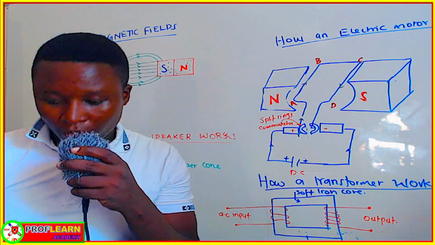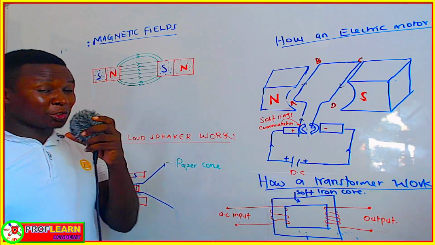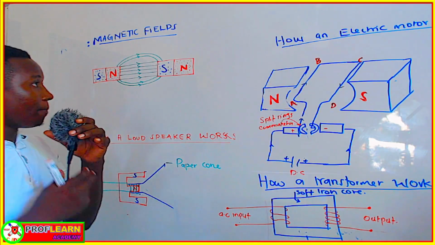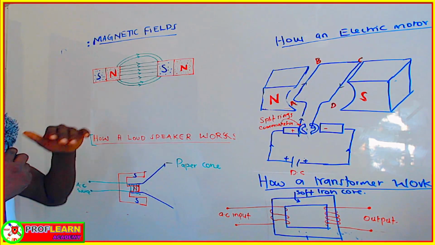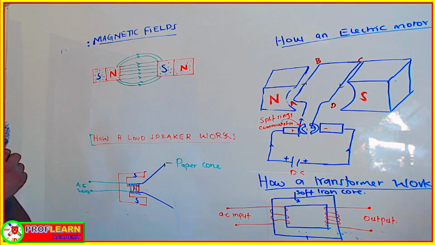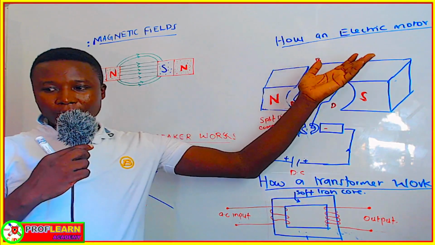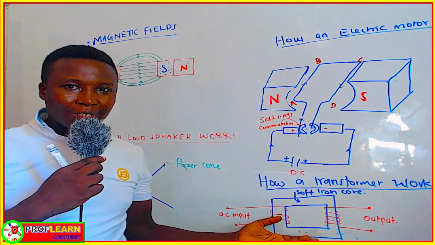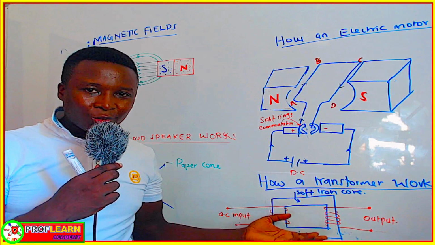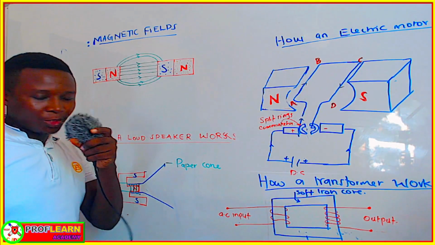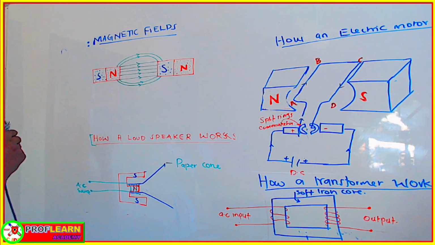Now, in this video, we're going to look at some of the questions that you'll be asked regarding electricity and magnetism. Specifically, we shall start with how a loudspeaker works. We are going to look at how an electric motor works. We shall also look at how a transformer works. These are very common questions as you are preparing for your May June exams. You have to know that.